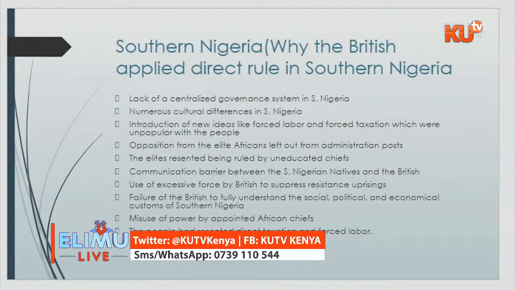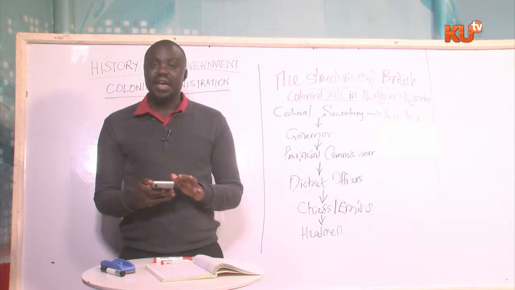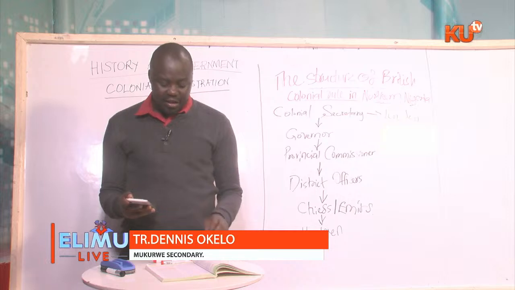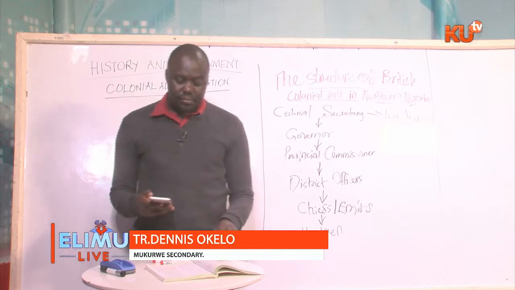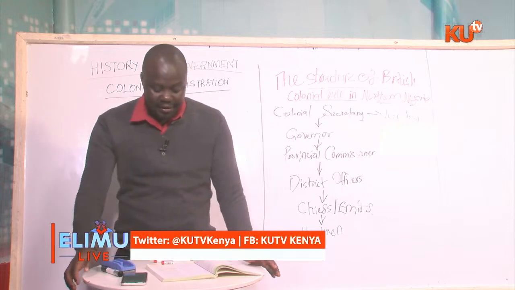Then the last thing is that the people resented the direct taxation and forced labor. This is obvious because the southern Nigerians had their own indigenous way of living, whereby they survived on subsistence farming and a small amount of trade that could enable their communities to survive. When the British came, they introduced forced labor and forced taxation, and this meant that the southern Nigerian communities were not just going to sit and argue or reason with them without resenting. So these are the very things that ensured that the British used direct rule in southern Nigeria.